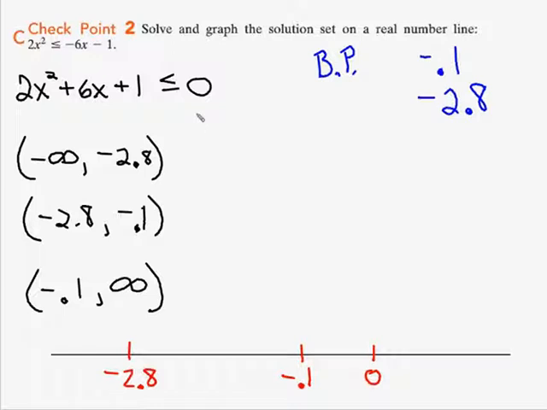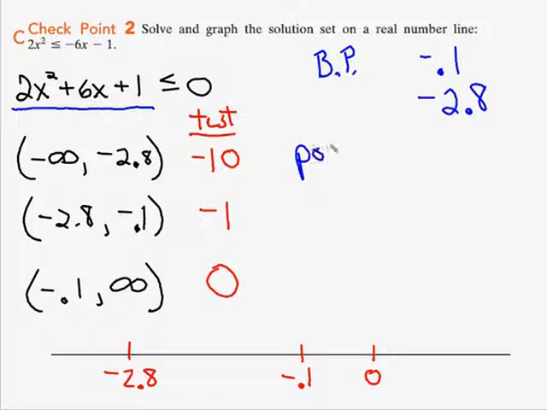So, of course, next up is our test values. Here, I like negative 10. Between negative 0.1 and negative 2.8, we could do negative 2 or negative 1. I guess negative 1 will work. Negative 0.1 to infinity, there's where we can squeeze in 0 as our test value. So we're plugging the test values in here. Negative 10 squared is 100, times 2 is 200, minus 60 plus 1 is definitely positive. Is positive less than or equal to 0? No, that's false. So we're not going to color in that interval.